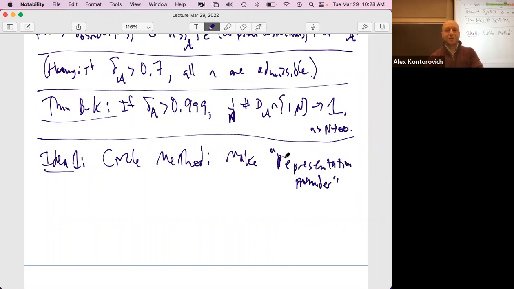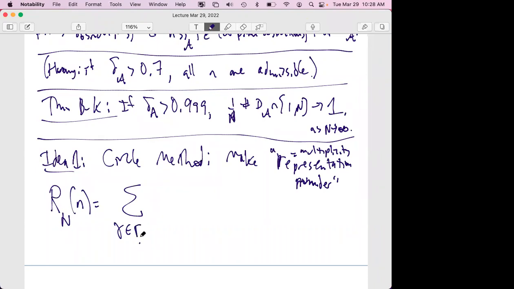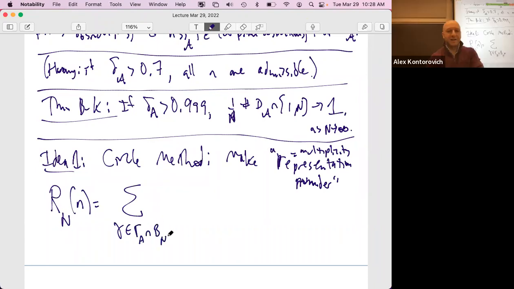I'm sort of switching to the language of Hilbert's 11th problem on numbers represented by quadratic forms. So this is the same thing as multiplicity. So where are we going to let that count? Let's let R sub n of little n be a sum over gamma in this alphabet, gamma A, in a ball of size n, and then the indicator function.